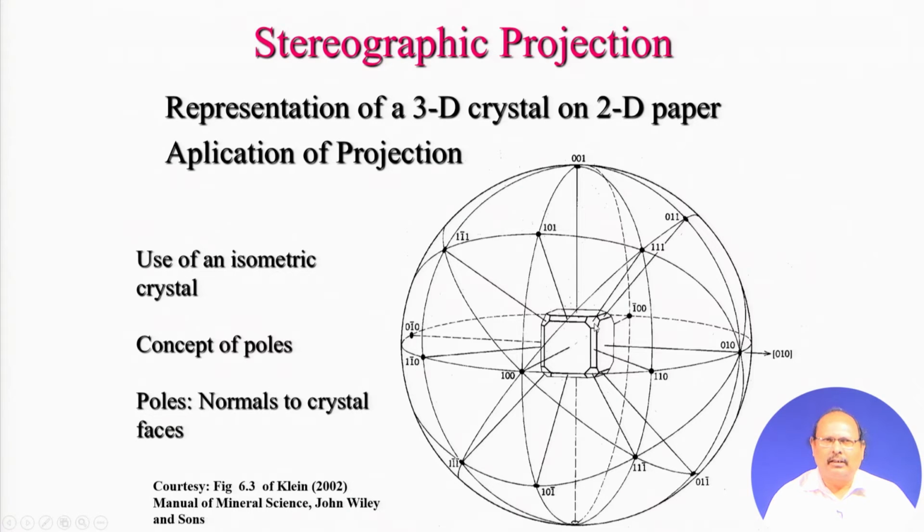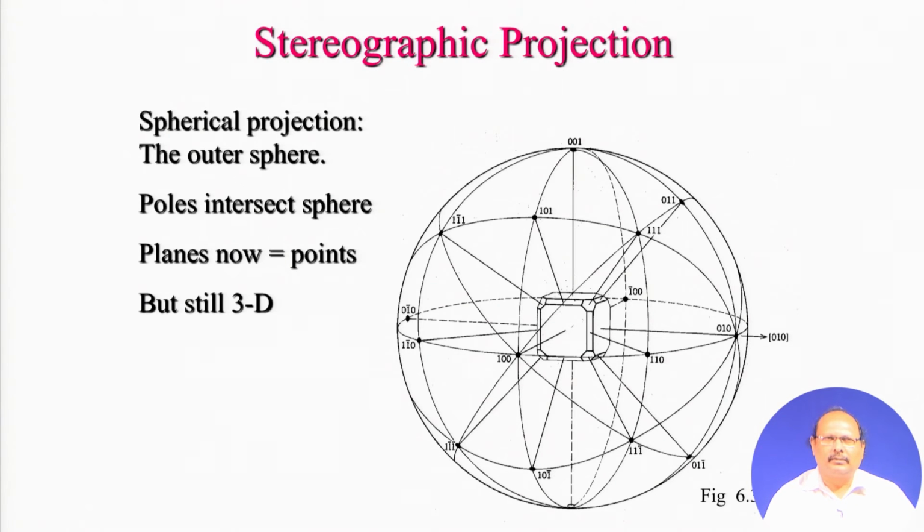So, these normals are called poles of that face. Poles are normals through the crystal face. So, what we have done here is that by using the poles, we have converted a two-dimensional plane into a point. That point is on the sphere. So, all these points are face poles with respect to a particular face. This we call the spherical projection, and these poles intersect the sphere.